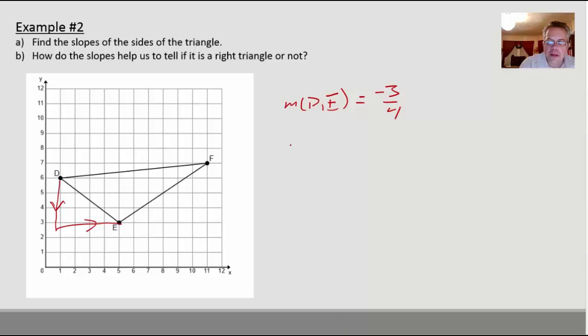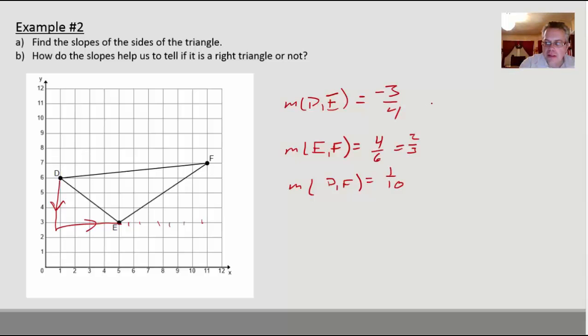Okay, the slope of EF. Let's see, we go over 1, 2, 3, 4, 5, 6. We go up 1, 2, 3, 4. So that's 4/6, which is 2/3. And again, let's find the slope of DF. So we go 1, 2, 3, 4, 5, 6, 7, 8, 9, 10 over and 1 up.